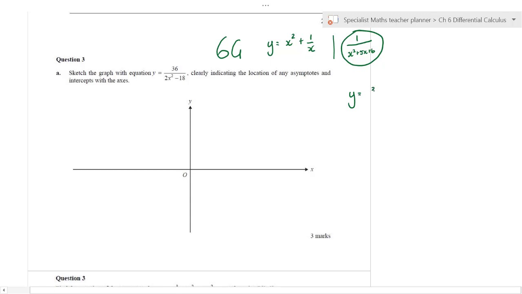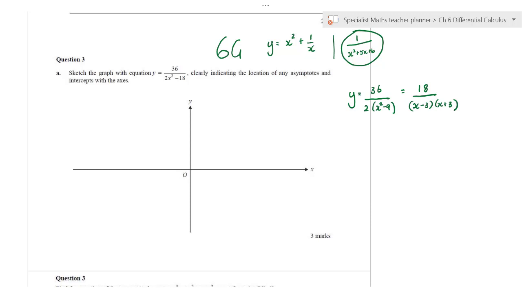First of all, if I've got 36, let's take out 2 as a common factor, which leaves me x squared minus 9, I would hope. Then 36 divided by 2 gives me 18 on the top. Now I'm going to factorize that: x minus 3, x plus 3. Now you would do this with a pencil, you would not do this with a pen.